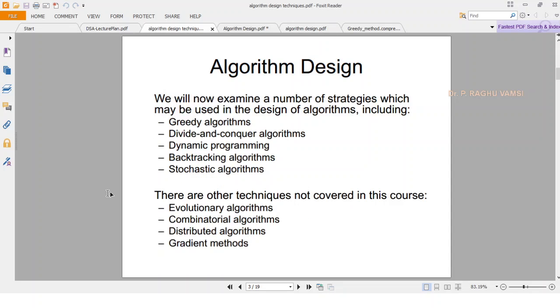Now we'll examine a number of strategies which may be used in designing algorithms. Based upon the problem situation and the problem objective, we are supposed to devise the algorithm solution using some systematic procedure. That procedure is said to be the strategy. That strategy may fall under the following techniques. One technique is greedy algorithms. Another is divide and conquer algorithms.